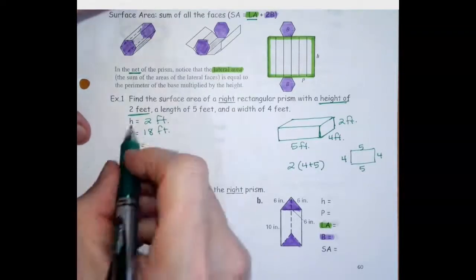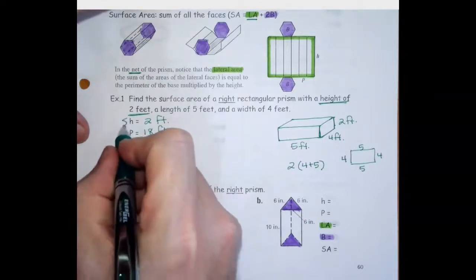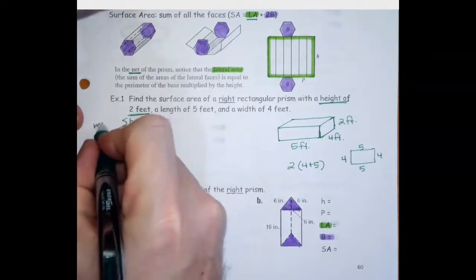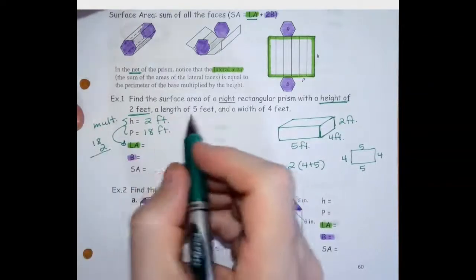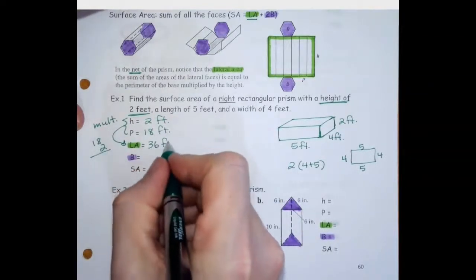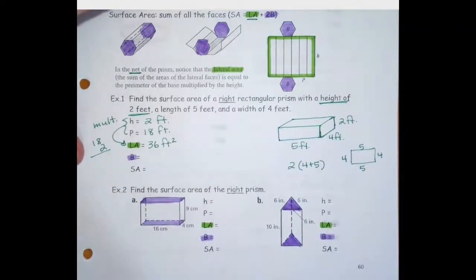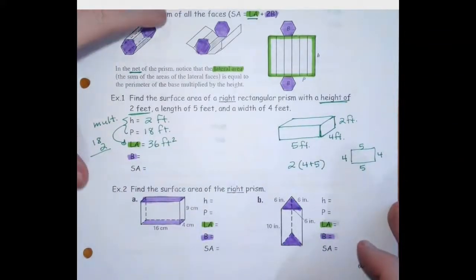Alright, now the lateral area is what we get when we multiply these two things together. So it's going to be 18 times 2, which is going to be 36 feet squared. Alright? And we just give 1 point for each line here, and then we give a point for the units on the written test. So the base.